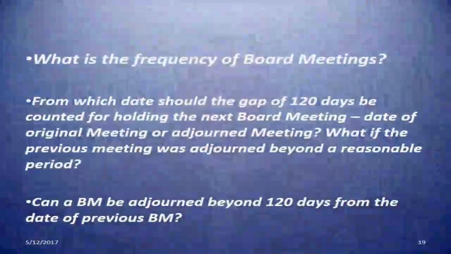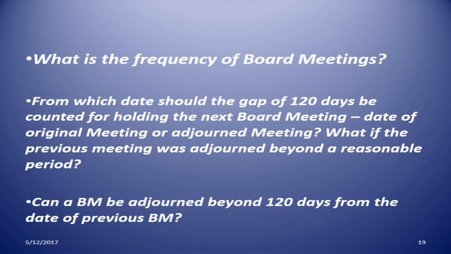Now what is the frequency of the board meetings? Companies Act 1956 provided that there shall be 4 board meetings in a year, and at least 1 board meeting shall be held in 1 quarter. And one quarter means a block of 3 calendar months. So that way, Jan, Feb, March, 1 meeting; April, May, June, 1 meeting; July, August, September, 1 meeting; and October, November, December, 1 meeting. This is as per Companies Act 1956.